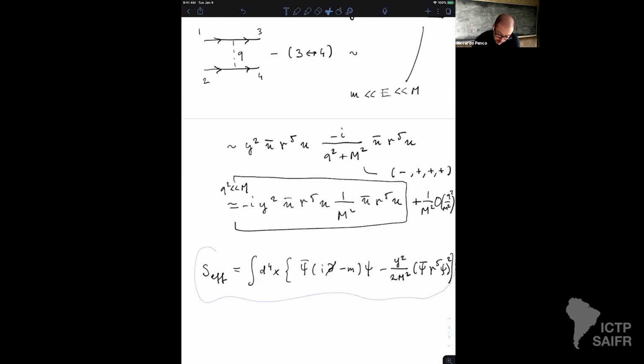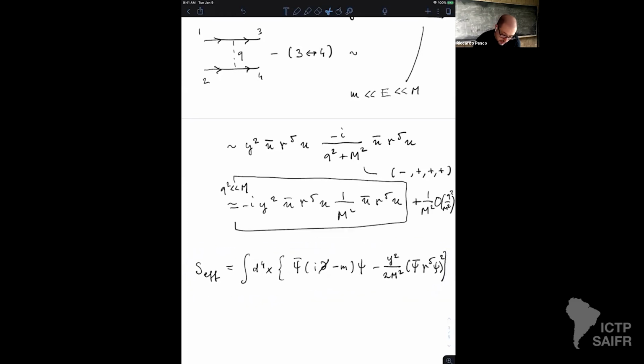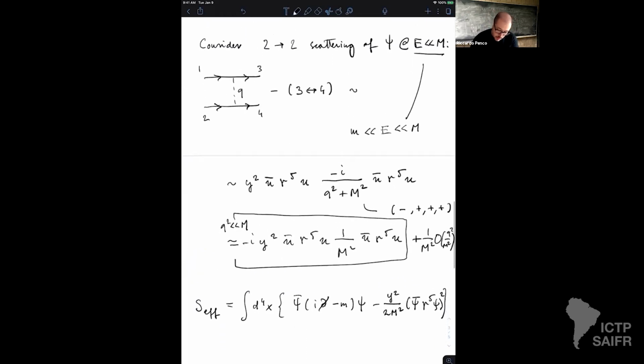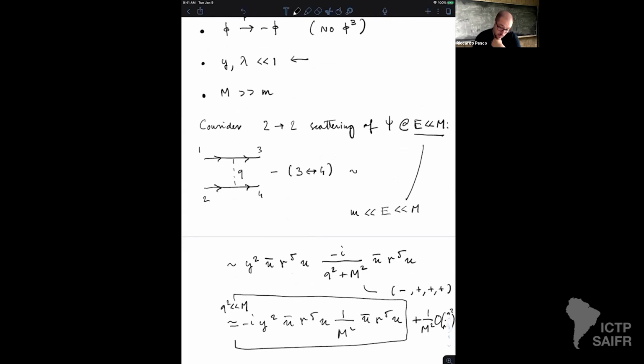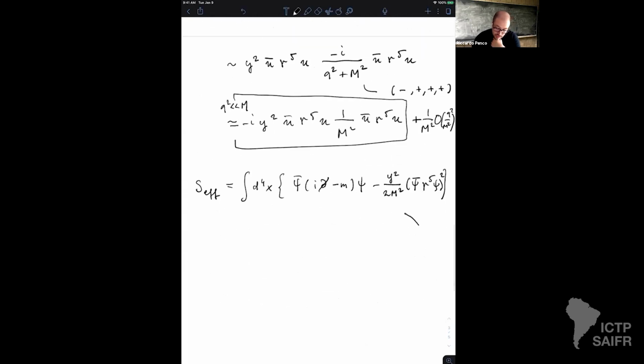So this should be nothing revolutionary for those of you that are familiar with the Fermi theory of weak interactions. What essentially we have done here, by taking this limit, is found a description for this scattering amplitude that only depends on the fermion and doesn't include the scalar. And we have replaced these diagrams with scalar mediation by a single diagram with a contact interaction.